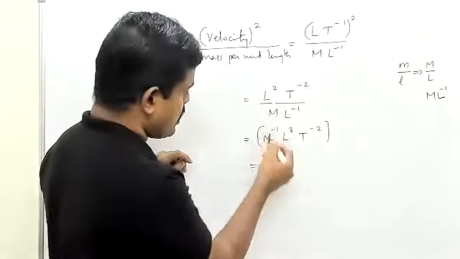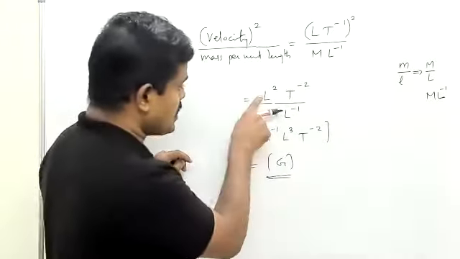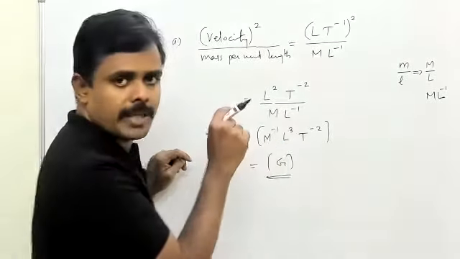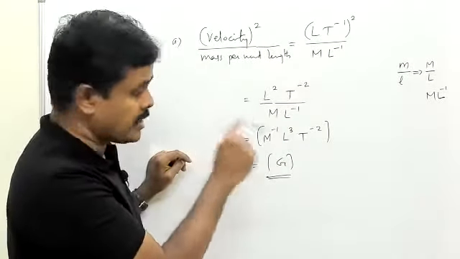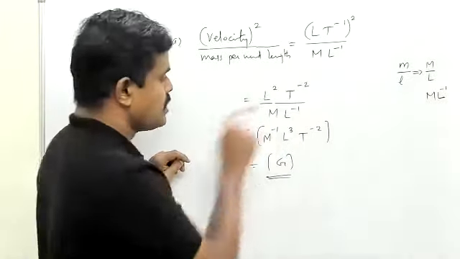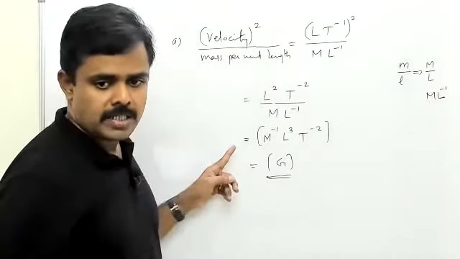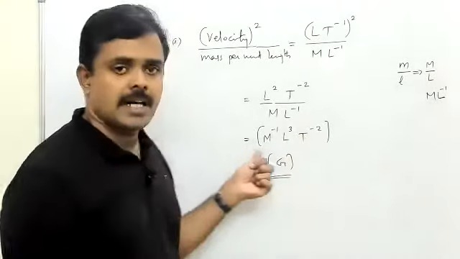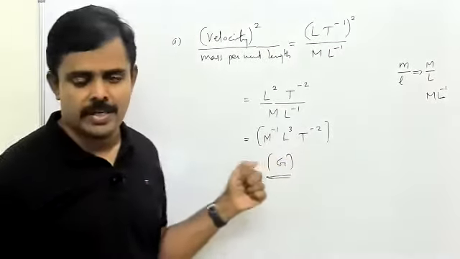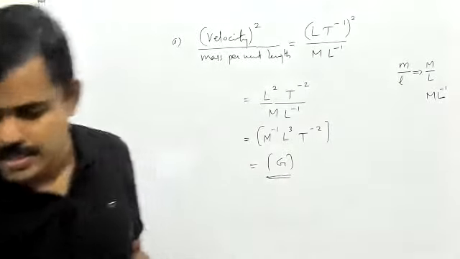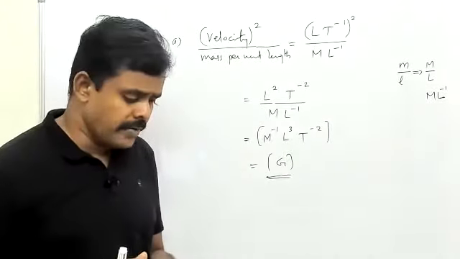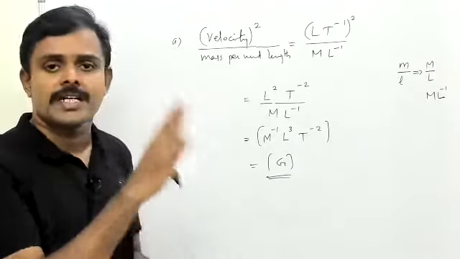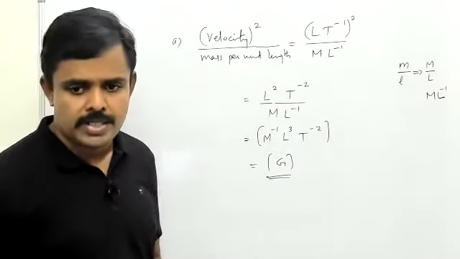M goes to the numerator, M raised to minus 1. L square, L goes to the numerator, L raised to plus 1. Already there is an L square, so L cube, then T raised to minus 2. M raised to minus 1, L cube, T raised to minus 2. If you remember, these are the dimensions of the gravitational constant. So the answer is option A. Now you don't have to check, but if this fails, you have to check the other options also one by one. Did you understand?